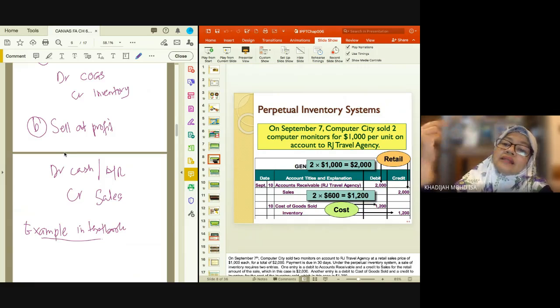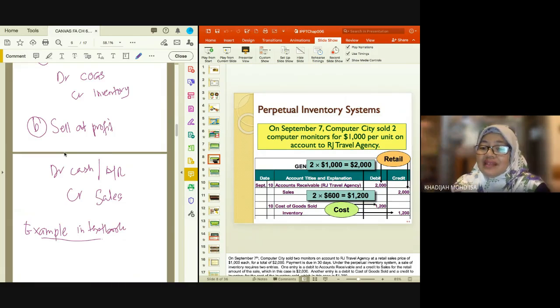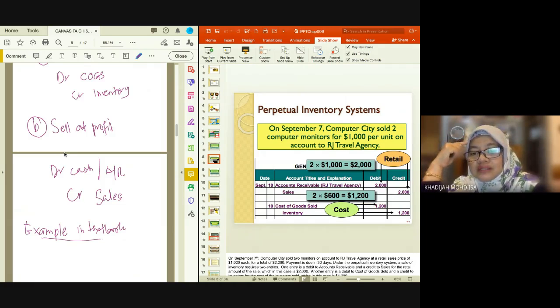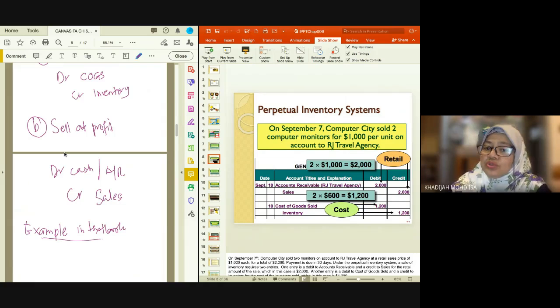But what are the respective accounts? When you make sales, remember that you have to record the selling price. So the 2,000 is your sales: 2 times 1,000 selling price is credit sales 2,000. Why credit sales? Because sales is revenue. Sales or revenue increases your owner's equity, so the nature of the sales account is a credit.